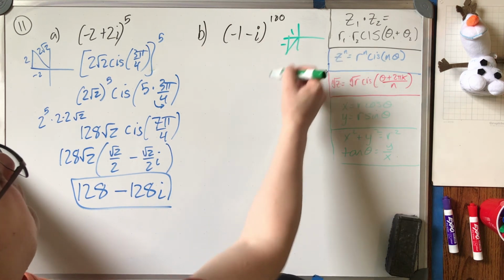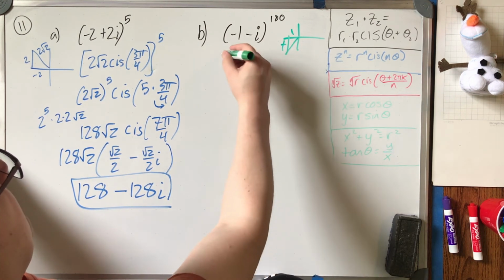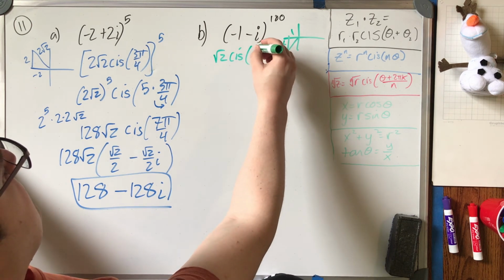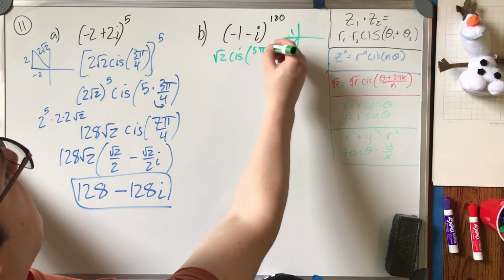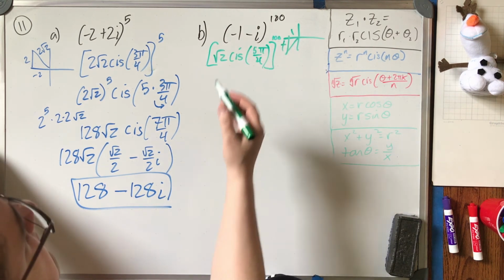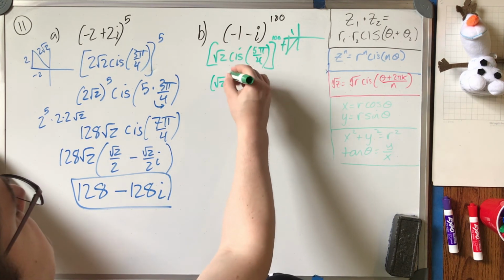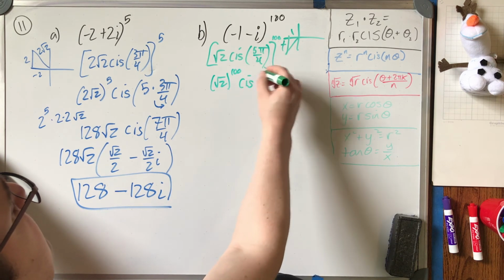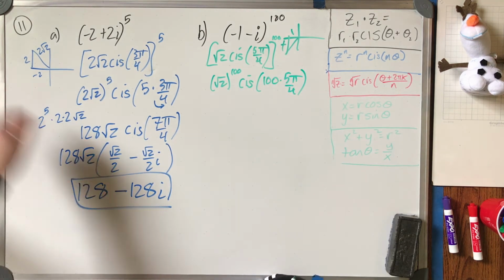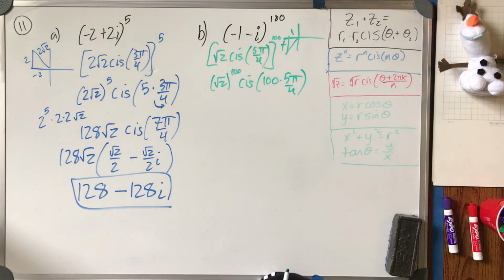It's a 45-45, so I'm going to have square root of 2 cis, and then it's going to be, what is that, 5 pi over 4? Yeah. And that's when I'm being raised to the 100th power. So I'm going to have the square root of 2 raised to the 100th, cis 100 times 5 pi over 4. Okay, so let's try to figure this out.